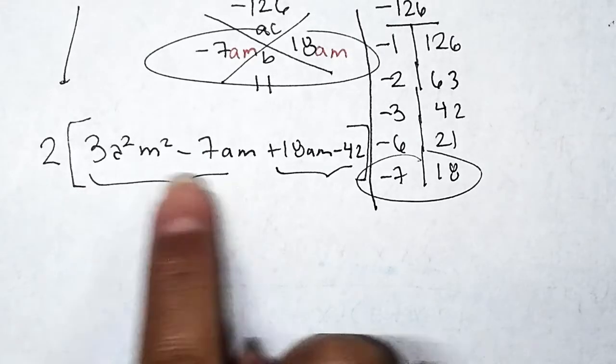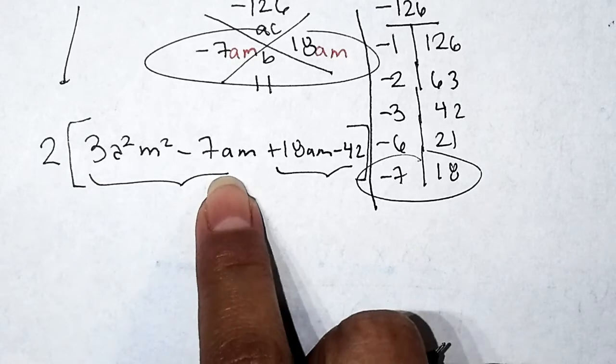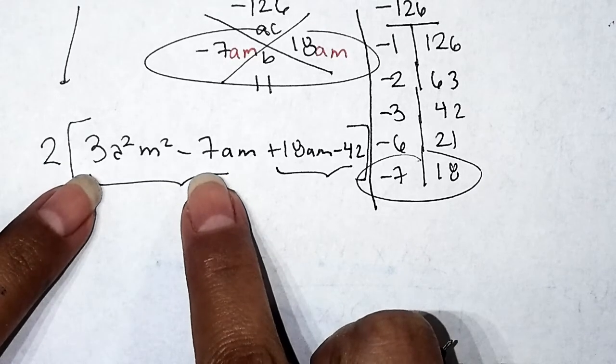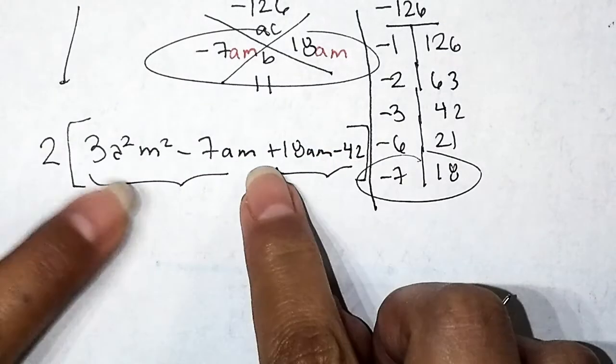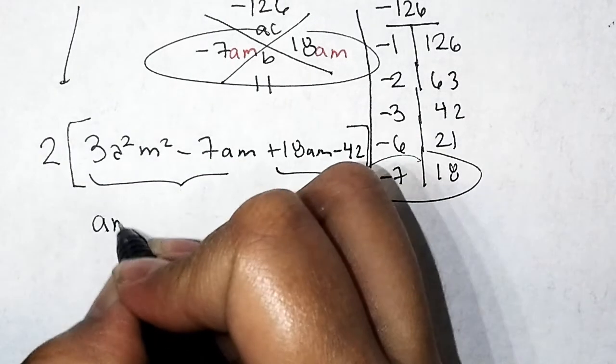Looking at the first group, 3a squared m squared and 7am have a common factor of nothing for the numbers. For the a's, 1 factor of a. And for the m's, 1 factor of m. So it's just am.